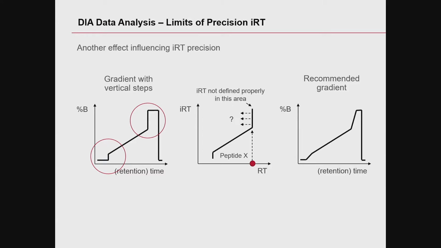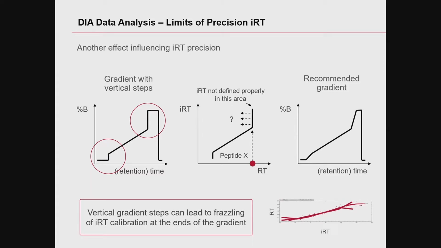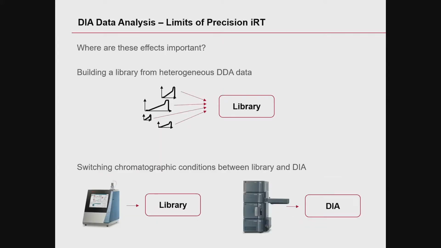And that's why we normally recommend to do these sort of gradients. And why are we recommending this? Because if you're not doing that and you build a library based on such gradients, you will end up with iRTs for your peptides that are frazzled out at the ends because it's not defined anymore. And every run will give a different line there. So if you're using more of an S shape of gradient, you will not run into those issues. It's a small thing, but it can improve your libraries if you're doing it.